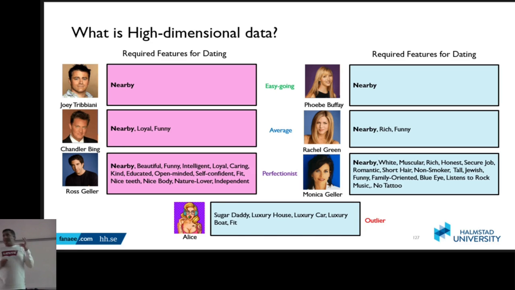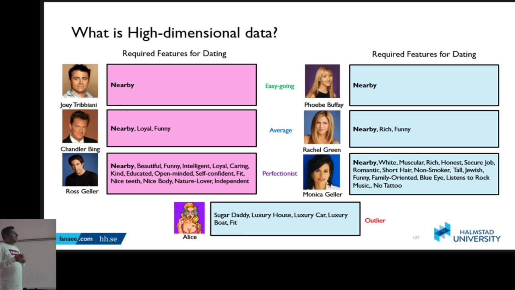So there were six characters living in an apartment, right? I asked them about their required features for dating. Joey says that for dating someone, he just needs the girl to be nearby. He's a very easygoing guy. Phoebe is also like that. Chandler has a few more preferences. He says it should be nearby, loyal and funny. Rachel says it should be nearby, rich and funny. And Ross says it should be nearby, beautiful, funny, intelligent, loyal, caring, kind, educated, open-minded, self-confident, fit, and something else.